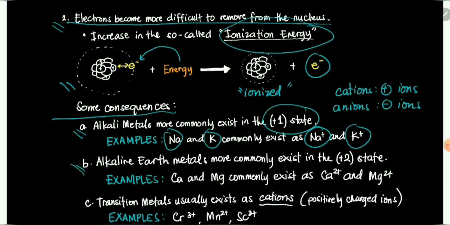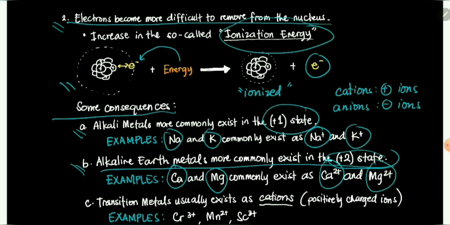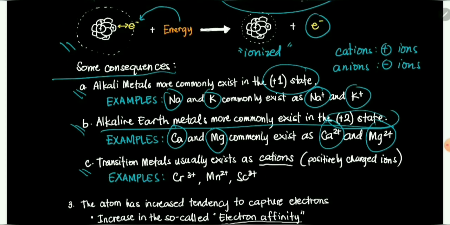Okay? So another one, alkaline earth metals more commonly exist in the +2 state. So ito naman yung mga nasa group 2. Okay? So for example, we have calcium and magnesium. They usually exist in the form Ca2+ and Mg2+ respectively. Okay? So mahihirapan ka maghanap ng calcium and magnesium na neutral except for some cases wherein part sila ng isang mineral or substance. Okay? So for C, transition metals usually exist as cations.